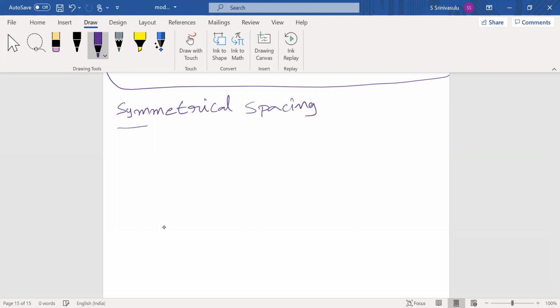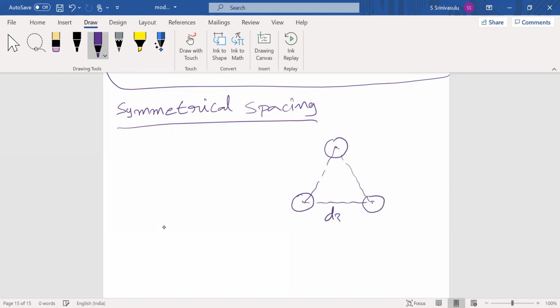Symmetrical spacing means the three conductors A, B and C are equidistant. Suppose like this, symmetrical spacing. The conductors are placed like an equilateral triangle. That is called symmetrical spacing.